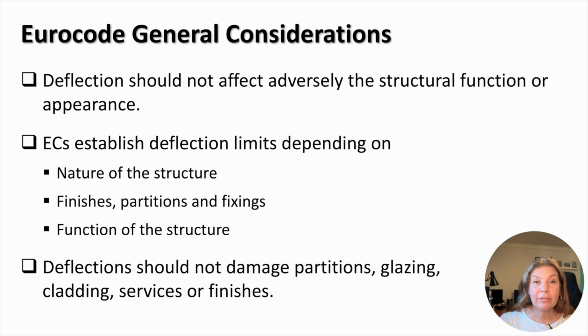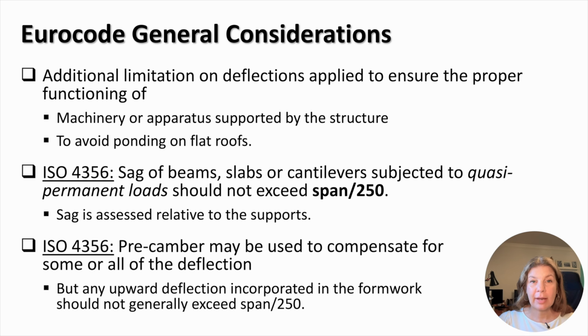Deflections should not adversely affect the structural function or appearance and should not damage partitions, glazing, cladding, surfaces, or finishes. Eurocodes establish deflection limits depending on the nature and function of the structure and the type of finishes, partitions, and fixings used. Additional limitations are applied on deflections to ensure the proper functioning of machinery or apparatus supported by the structure and to avoid ponding on flat roofs.